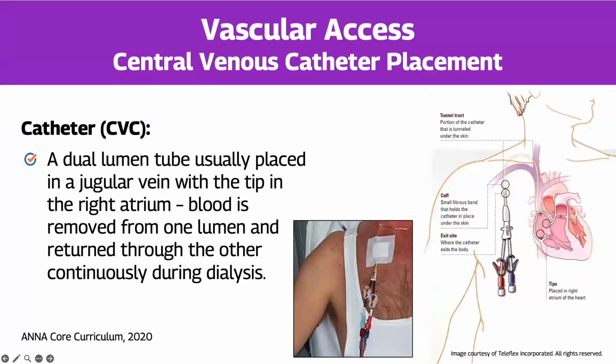So the central venous catheter, also known as a CVC, is going to be the third option for vascular access. It should only be used temporarily while peripheral access matures. A hemodialysis catheter is a dual lumen tube, usually placed in a jugular vein with the tip in the right atrium. During dialysis, blood is continuously removed through one lumen and returned through the other at about 400 milliliters per minute.